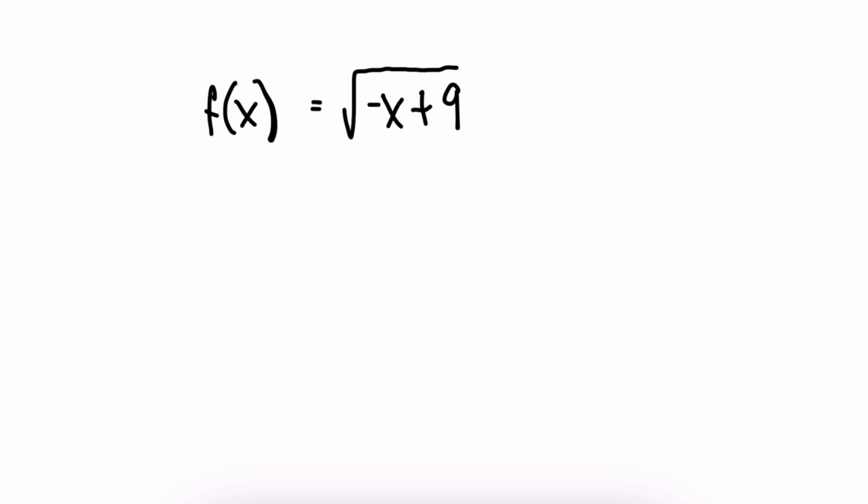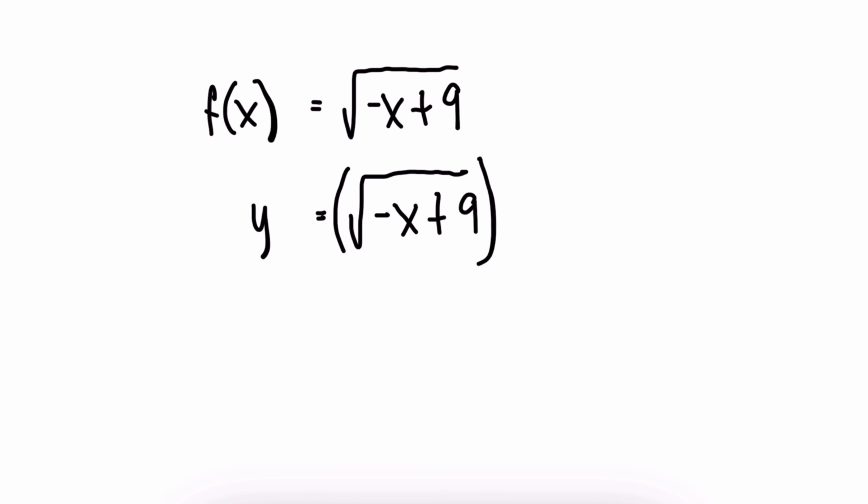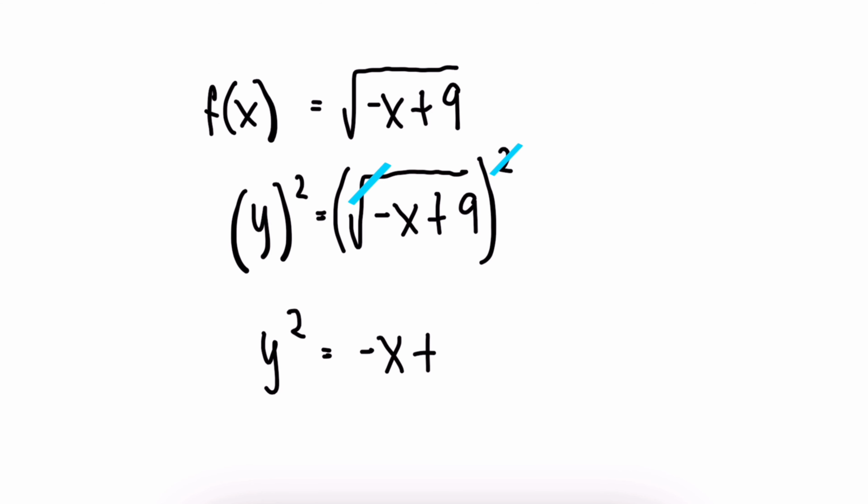Okay, so let's have example number 2 for radical expression. Given f of x is equal to square root of negative x plus 9. First, change f of x to y, that is y is equal to square root of negative x plus 9. To eliminate the square root sign, multiply both sides by the power of 2. So the equation now is y squared is equal to negative x plus 9.